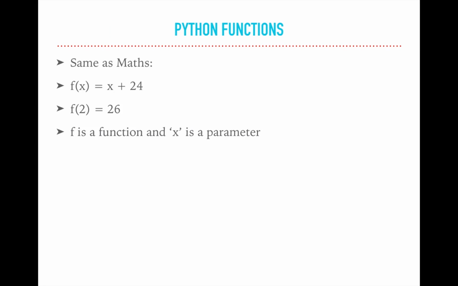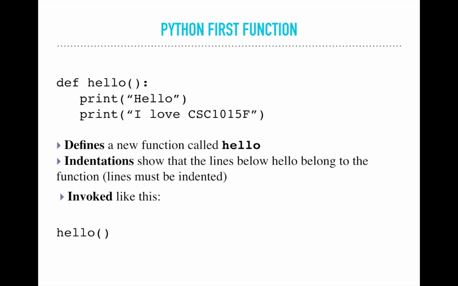So onto Python functions. Functions in programming are pretty much the same as in maths. I'm sure you all remember f of x equals x plus 24. Let's give an example. f of x would be the function and x would be the parameter. So if you put, let's say, 2 into this function as a parameter, you would get 26, because the x, the right hand side of the equal sign, would equal 2. So 2 plus 24 is 26. So simple enough. It's pretty much exactly what Python functions are. You can put parameters into functions and see which values come out of the function.